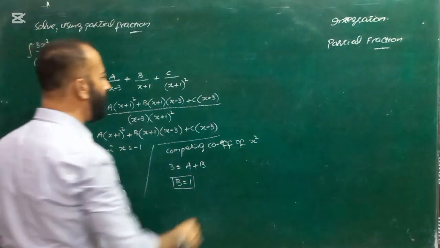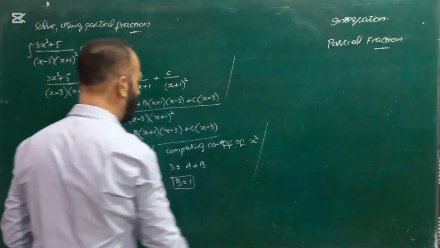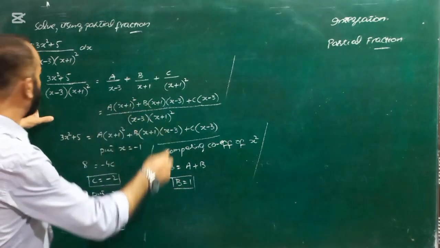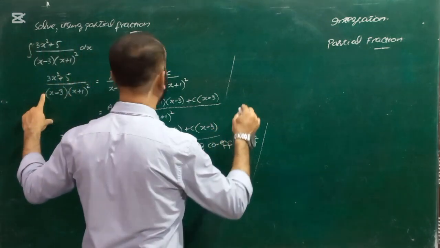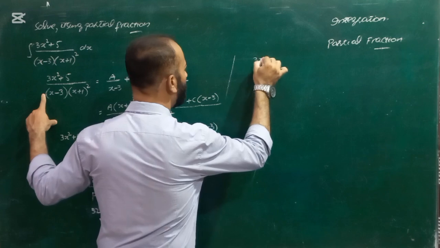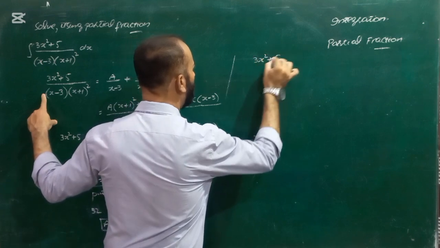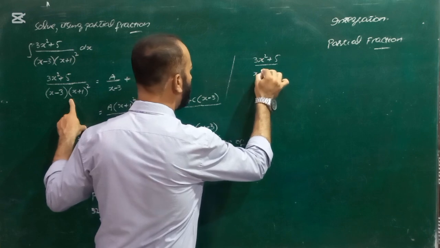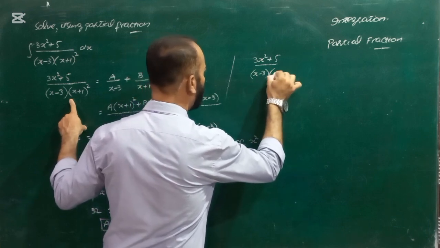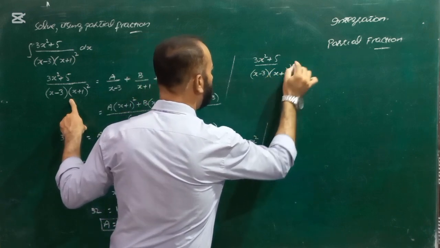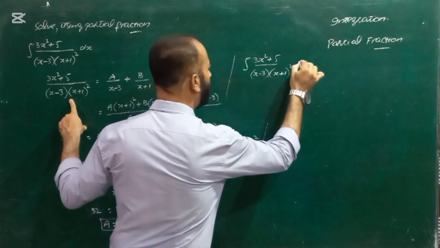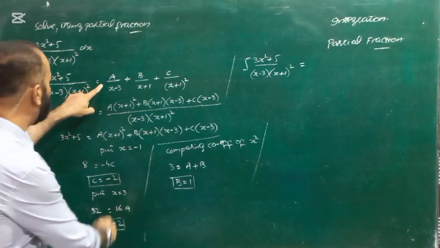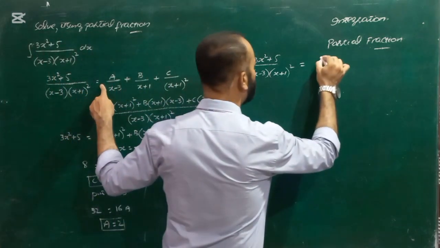At this step, now we are going to put the values into the question. The sign of integration will be put on both sides. So integral of (3x square plus 5) over (x minus 3)(x plus 1) whole square, actually this is equal to A's value is 2, so 2 over x minus 3.